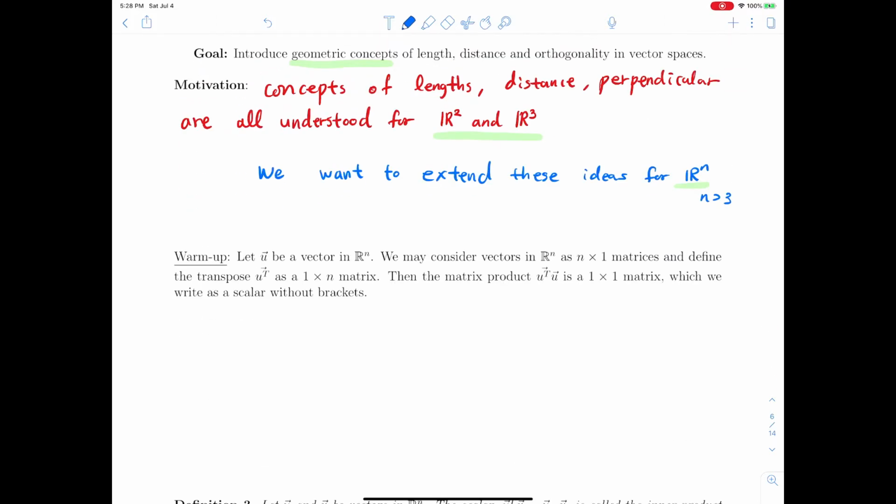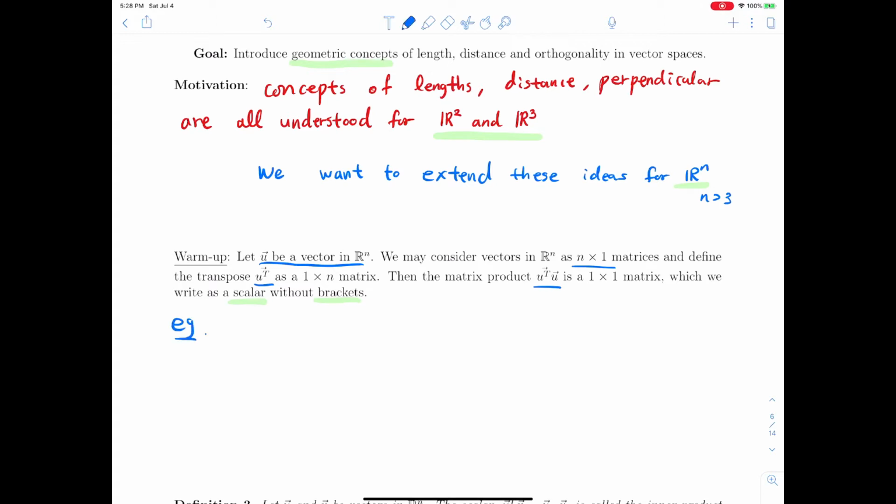So let's suppose that u is a vector in R^n, then we consider the vector as an n by 1 matrix and define the transpose as a 1 by n matrix. Then the matrix product u transpose times u is a 1 by 1 matrix, which is very similar to a scalar. So we are going to write that as a scalar without brackets. Let's see some examples.